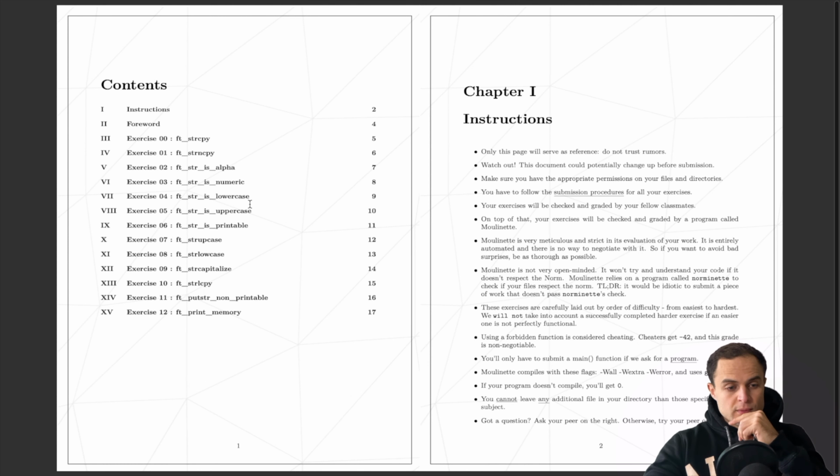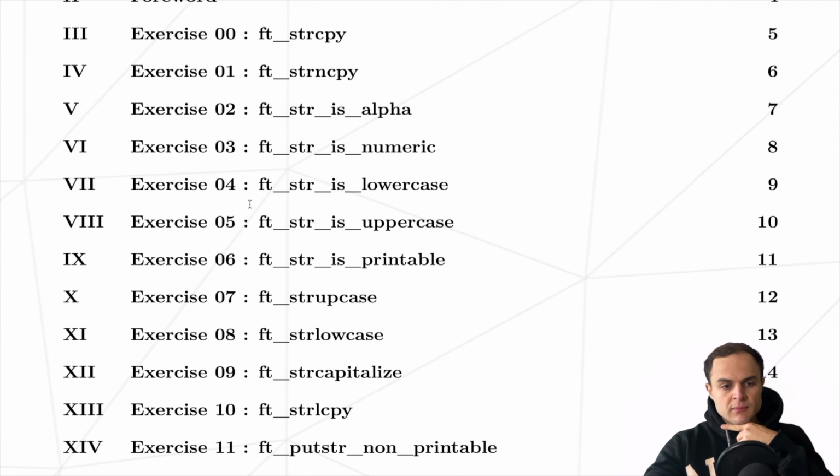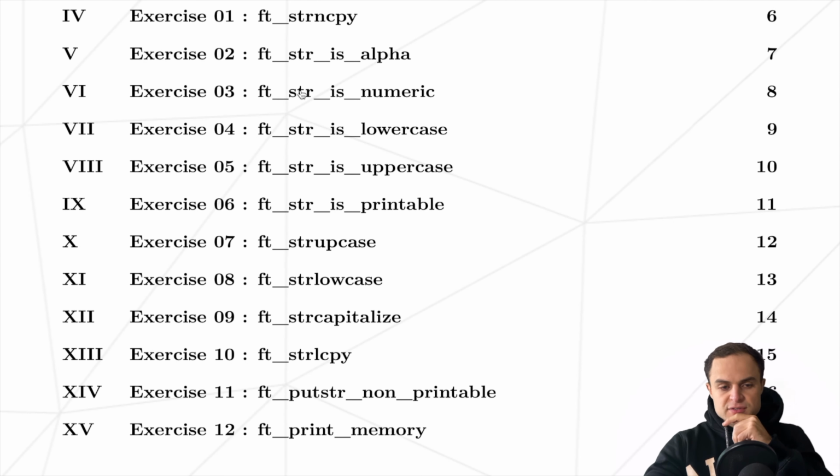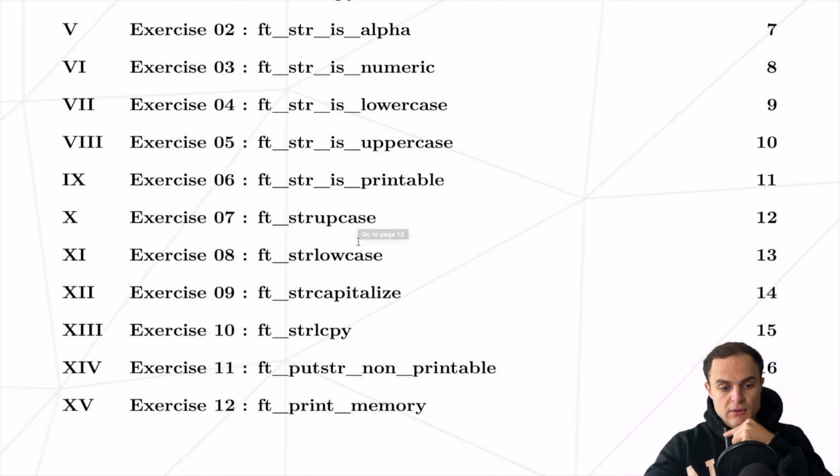Okay, my friend, today we keep going on with our beautiful piscine. As you can see, we have a lot of exercises which are very similar. For example, string is alpha, string is numeric, lowercase, uppercase, printable, string uppercase, and lowercase. Basically, we have the same problem, given in a different flavor. But once we learn how to resolve one exercise, we can resolve all of them.